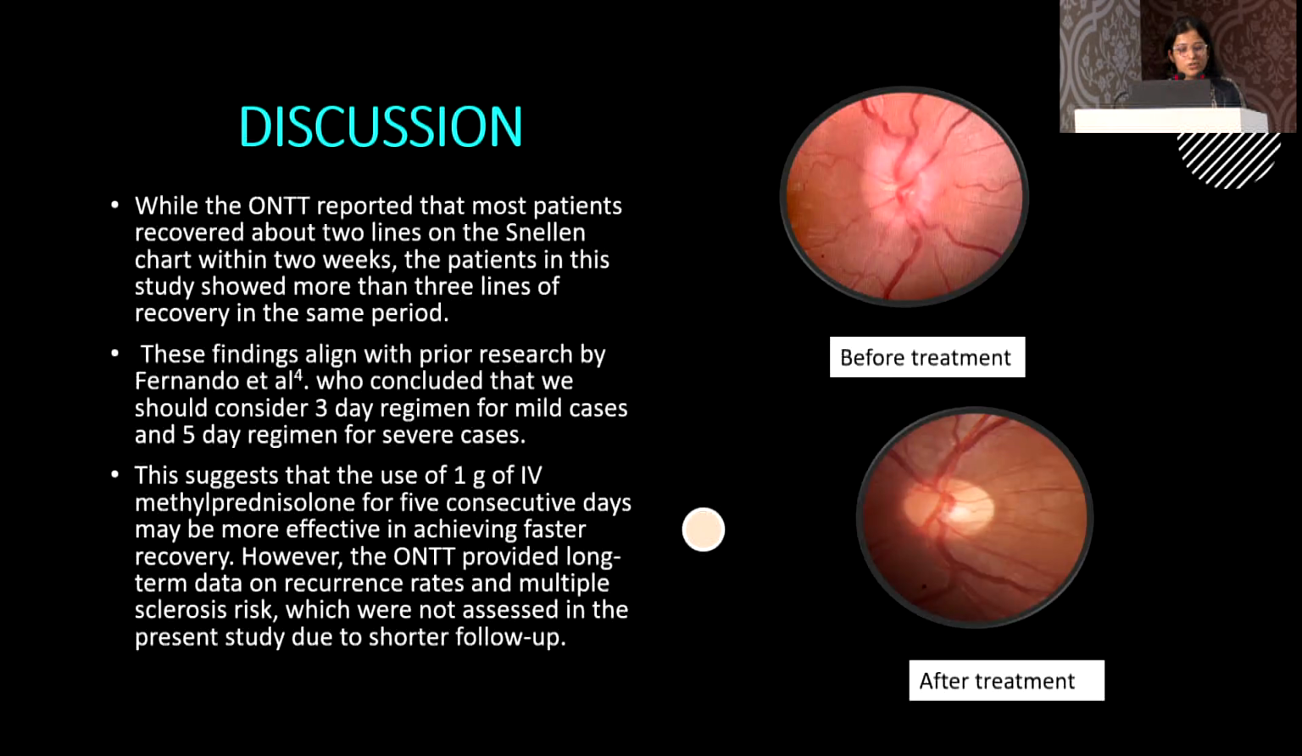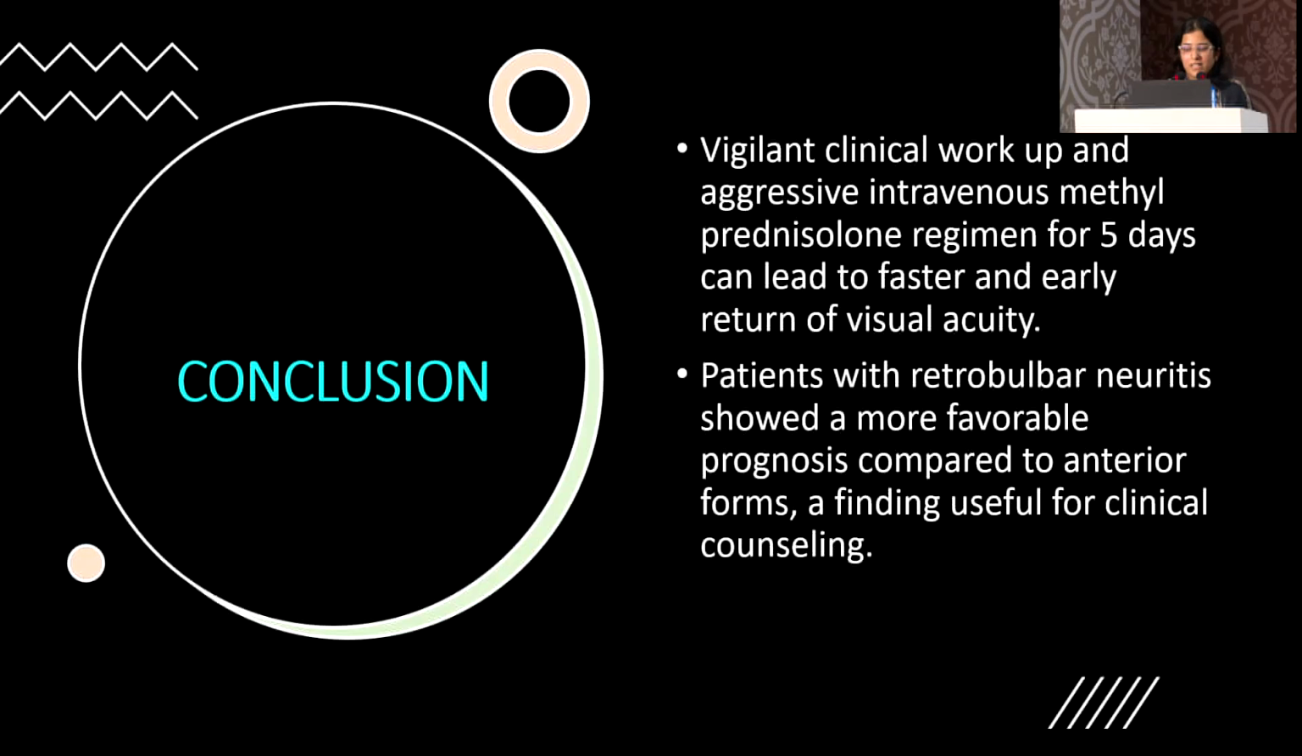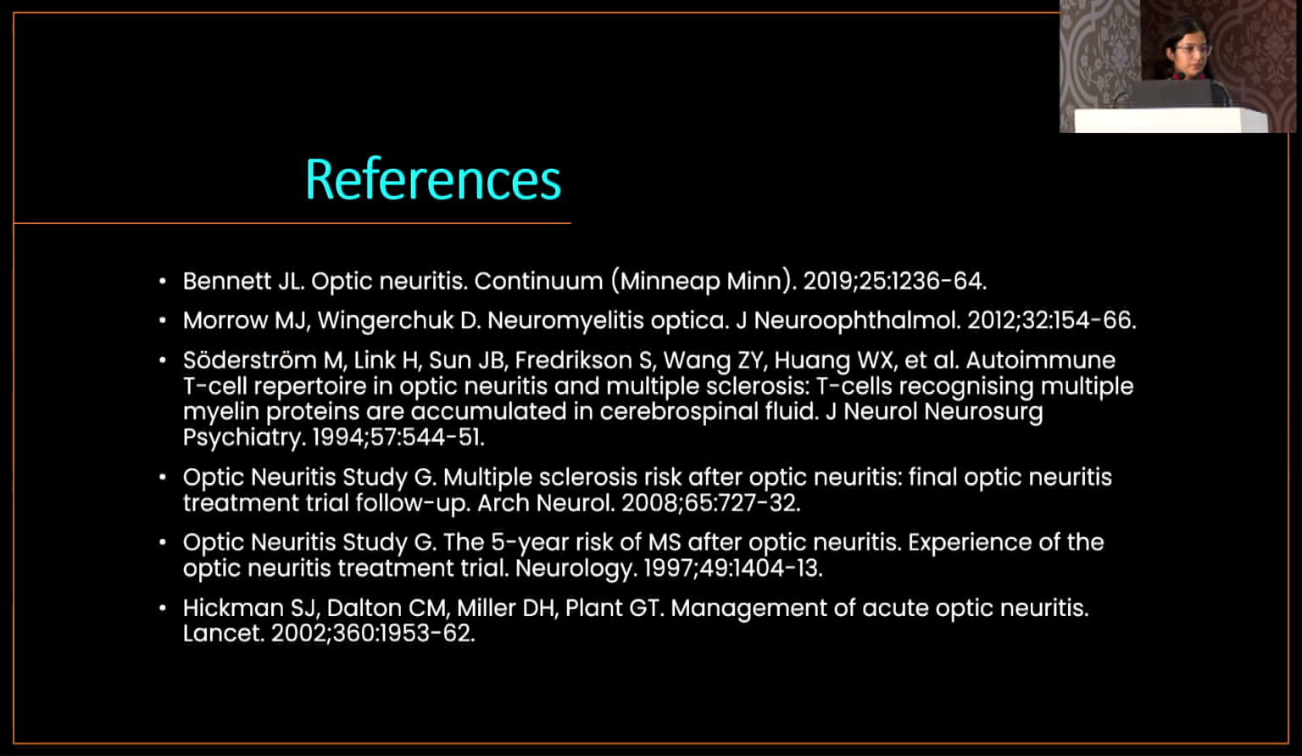This suggests that the use of 1 gram of IV MP for 5 consecutive days may be more effective in achieving faster recovery. However, ONTT provided long-term data on recurrence rate and multiple sclerosis risk, which were not assessed in the present study due to shorter follow-up. Thus, we conclude that vigilant clinical workup and an aggressive IVMP regimen for 5 days can lead to faster and early return of visual acuity. Patients with retrobulbar neuritis showed a more favorable prognosis compared to anterior forms, a finding useful for clinical counseling. Thank you.